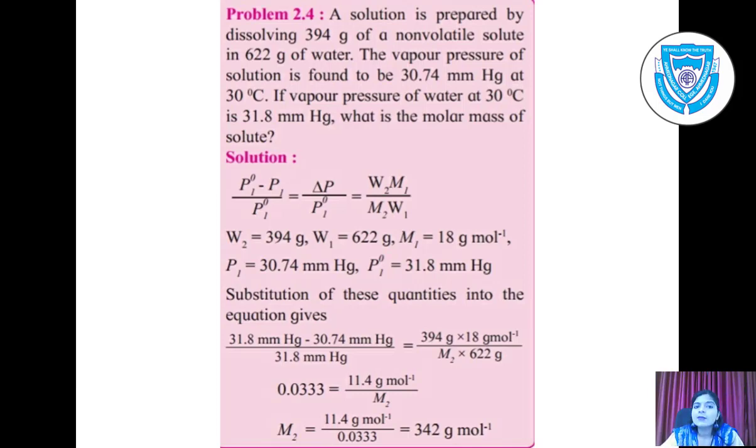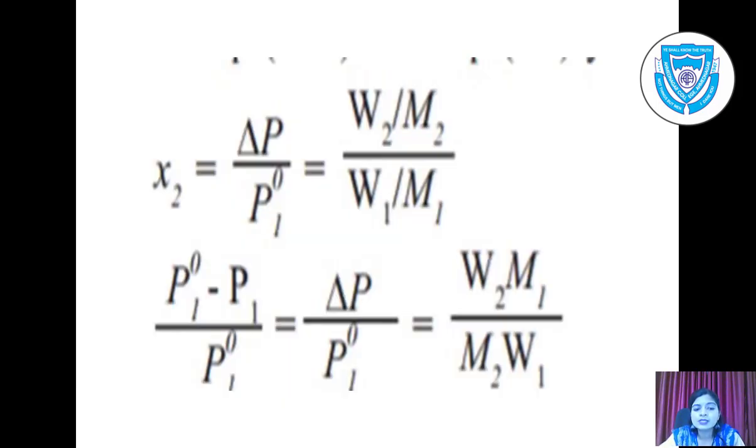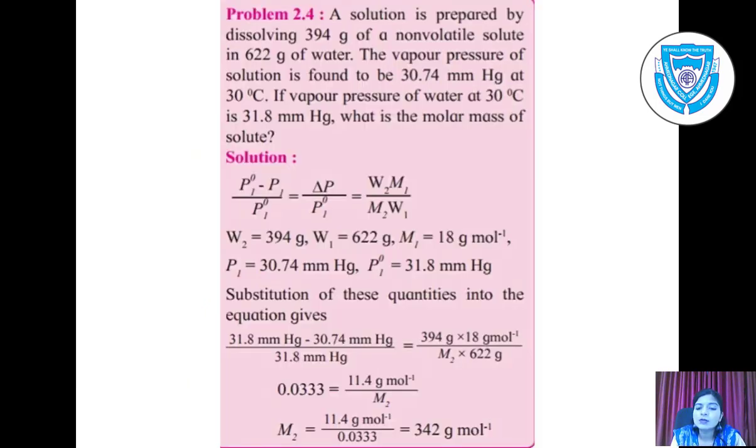Now what else is given? The vapor pressure of the solution is found to be 30.74 mmHg. So P₁ is equal to 30.74 mmHg and P₁⁰ is equal to 31.8 mmHg. Substituting these quantities into the equation we have already seen, (P₁⁰ − P₁) divided by P₁⁰, which is equal to ΔP upon P₁⁰, which is equal to W₂ into M₁ divided by M₂ into W₁, we solve it mathematically and you get the answer.